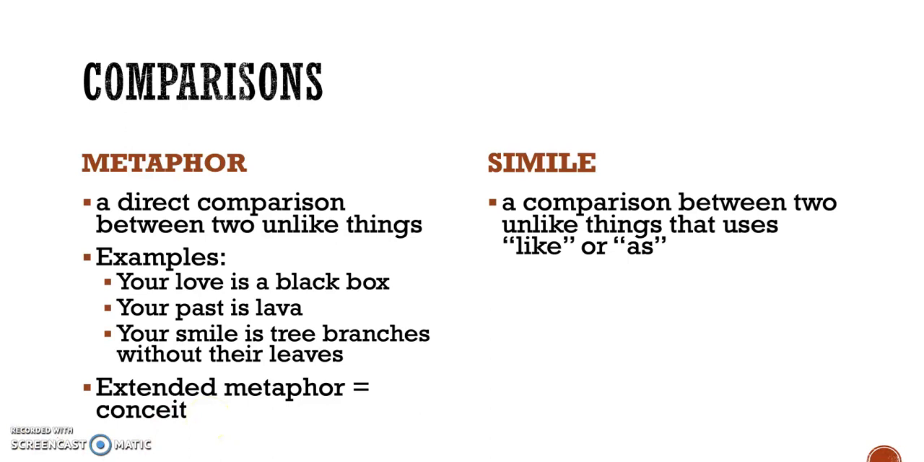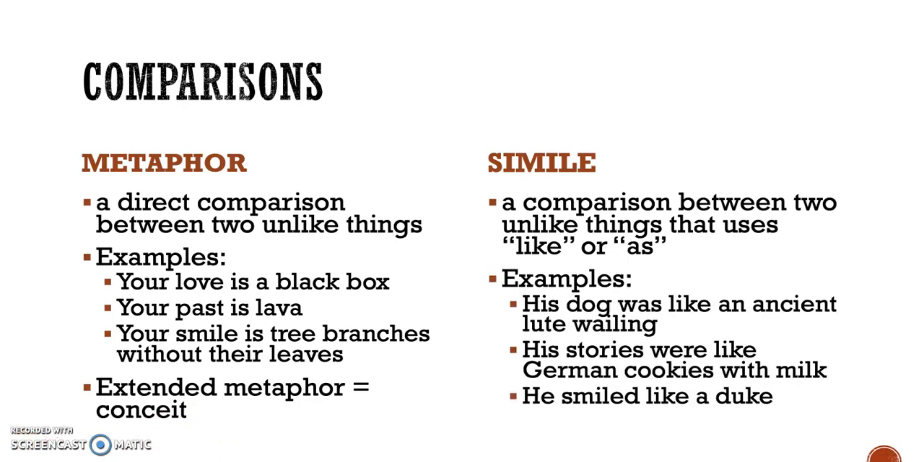A simile is very similar. It's a comparison between two unlike things, but it uses like or as a way of mediating. So his dog was like an ancient lute wailing, not his dog was an ancient lute wailing. So we get just a little bit of mediation with similes. They're very similar to each other, but metaphors are more direct.